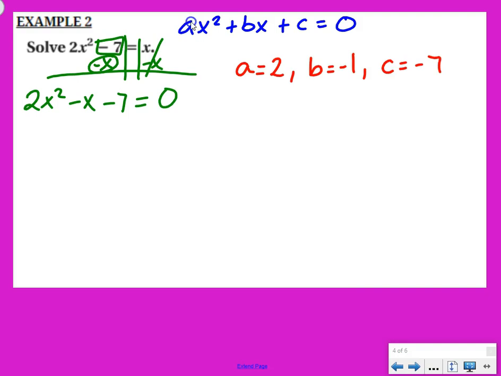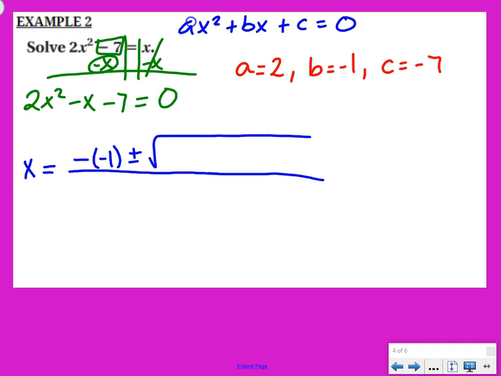Set up the quadratic formula. x equals negative b, so negative 1, plus or minus the square root of b squared minus 4ac. So all I did was replace all the letters with numbers, all over 2a. Now, please notice that every time I put a number in, I put it in parentheses. You must include the parentheses, otherwise things can get messed up. Operations will be wrong.